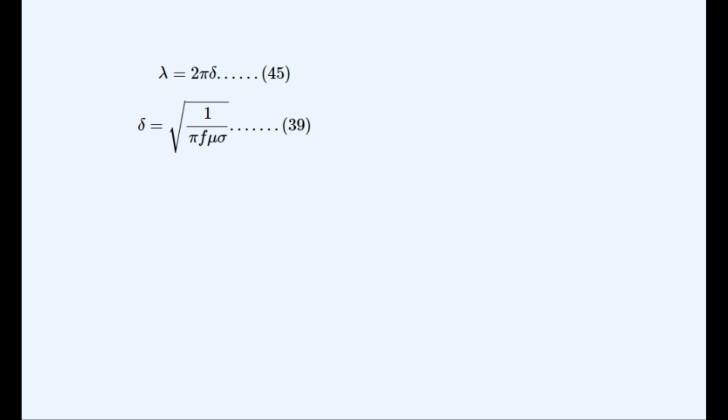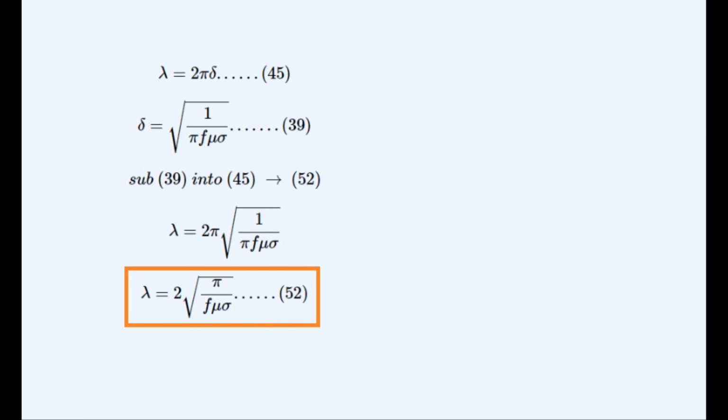to derive. And now to find the value of the wavelength of this electromagnetic wave in the good conductor using the variables that we've been given, like frequency, permeability, and conductivity. We'll start off with these two equations. And after making this substitution, we get this new expression, which simplifies to be this equation, which we can use to find the wavelengths of electromagnetic waves in a good conductor.